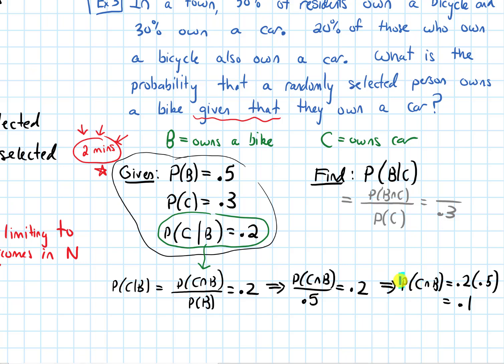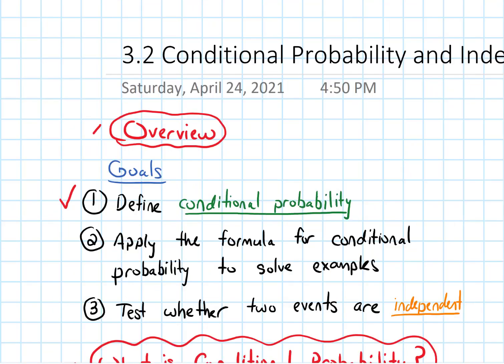So now we have the probability of C intersected with B is 0.1, but that's the same thing as the probability of B intersected with C, because B intersected with C is the same thing as C intersected with B. So I could write a 0.1 here, and if I simplify this, this becomes 1/3, and that is my answer. Maybe let's draw an arrow going here. But yeah, 1/3 is my answer.